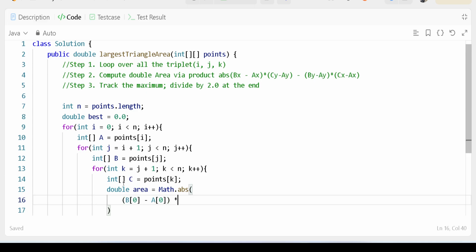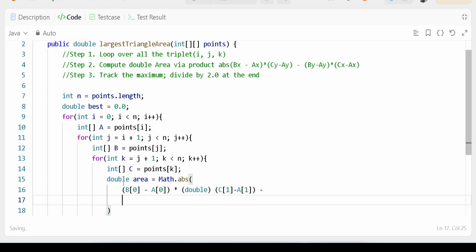Okay. Similarly, we have to typecast first. Let's call it a double, right? We have to typecast, and then we have to multiply with C1 minus A1. Okay, then we will do minus, and similarly we'll find for B, right? We can take this part and make a little change.